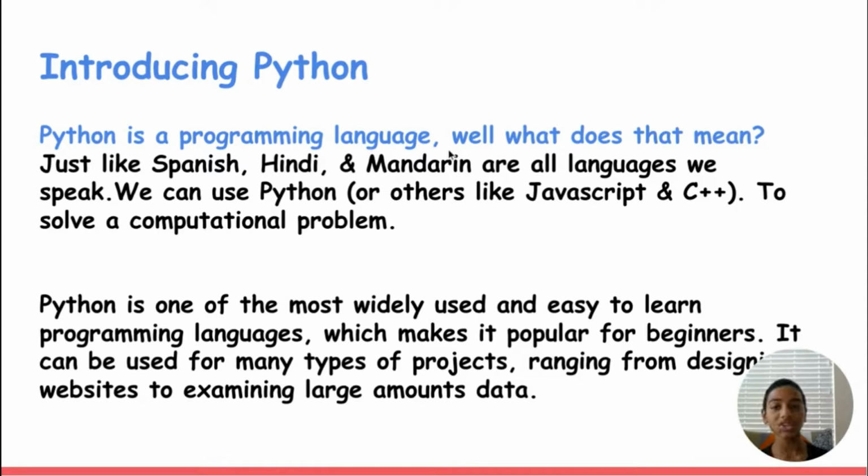Just like Spanish, Hindi, and Mandarin, all the languages we speak, ask questions, and make thoughts, we can use Python or other programming languages like JavaScript and C++ to solve a computational problem. Python is one of the most widely used and easy to learn programming languages, which makes it popular for most beginners. It can be used for different types of projects, from designing websites to examining large amounts of data.